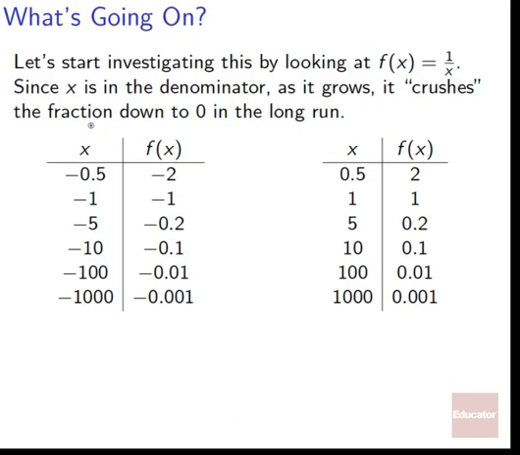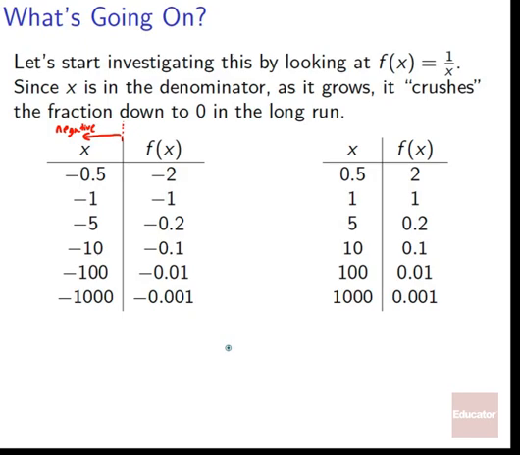So if we look at the negative side, we've got our vertical asymptote at 0, and we're looking at what happens as it slides to the left. We have negative 0.5, and it's at negative 2. Negative 1, then negative 1. But as the numbers get larger and larger, negative 5, we're at negative 0.2, negative 10, we're at negative 0.1. Negative 1,000, we've made it to negative 0.001, and it's going to just keep getting smaller and smaller. Negative 1 billion will be a very, very tiny number.